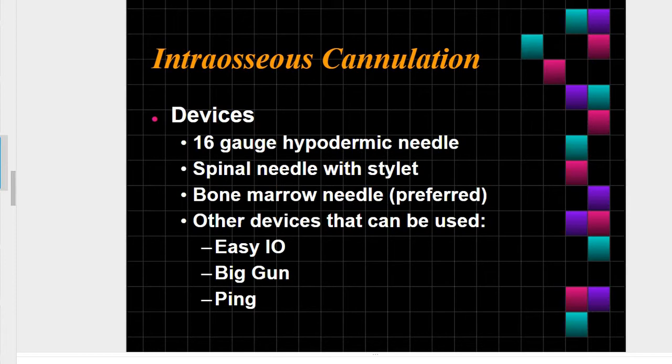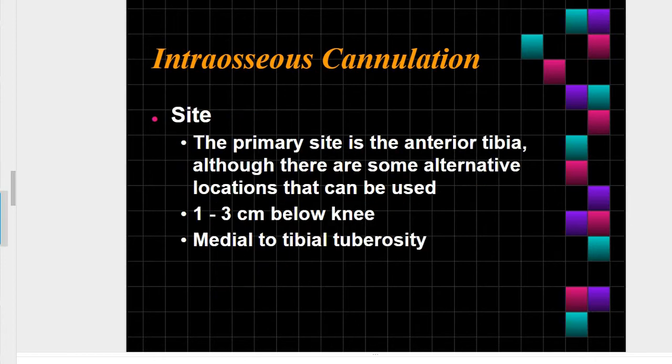Devices that can be used: a 16 gauge hypodermic needle, a spinal needle with a stylet, bone marrow needles, and then there are other automatic devices out there, like the EZ-IO, Big Gun, Ping, things like that. The site for pediatrics is typically the anterior tibia, 1 to 3 centimeters below the knee, just medial to the tibial tuberosity. Usually 1 finger's breadth below the tibial tuberosity and just medial. Okay?